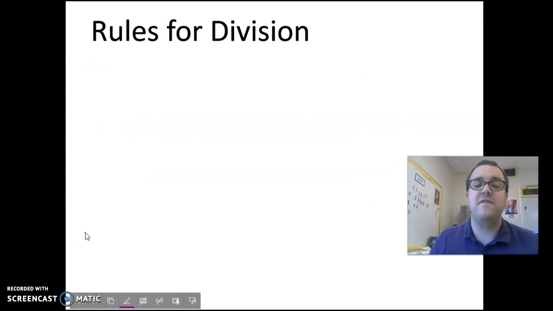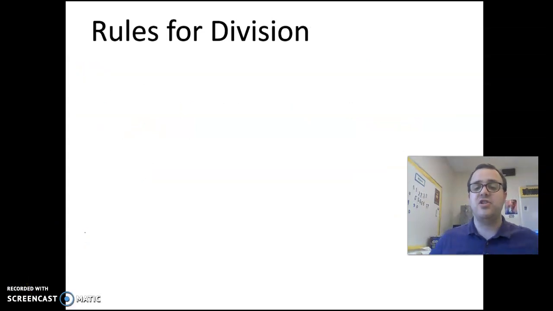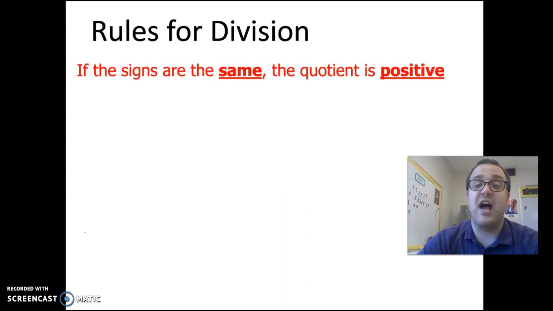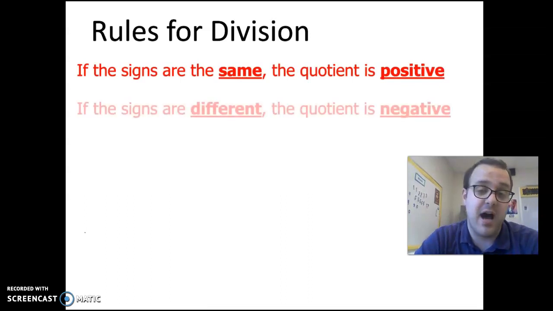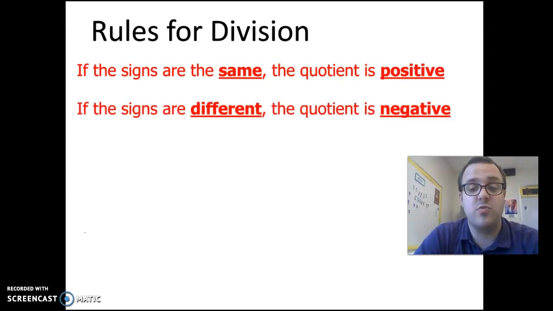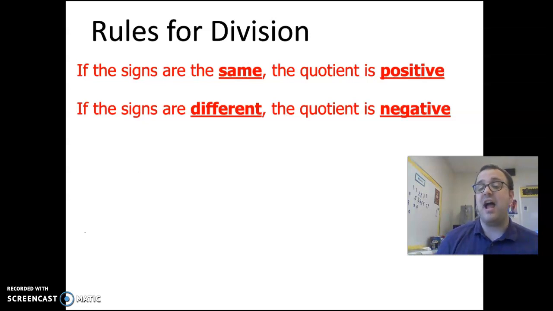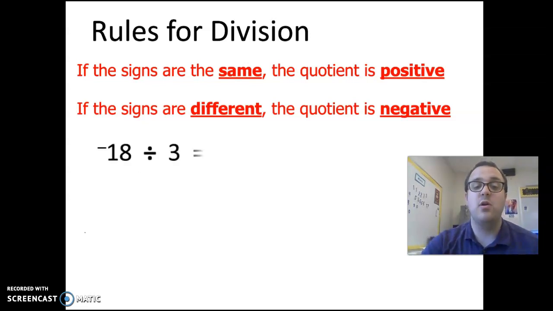All right, so for division, now we're going to talk about the rules for division. And honestly, these are going to look very familiar because they're pretty much the same rules we had for multiplication. If the signs are the same, your quotient will be positive. And if they're different, your quotient will be negative. So when you have division, if the numerator and the denominator that you're dividing have the same sign, it'll be positive. If they're different, it will be negative.